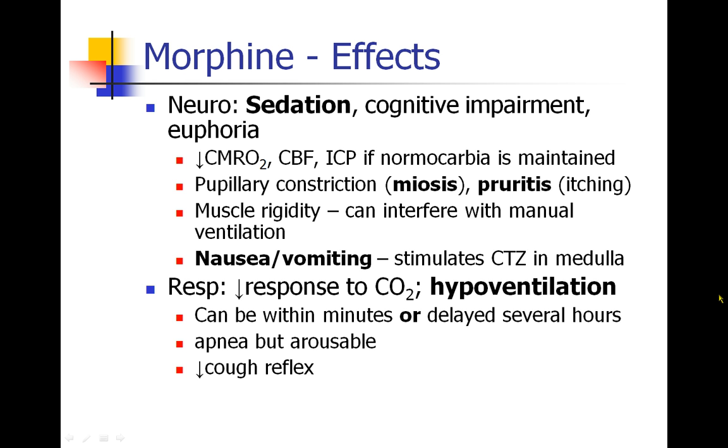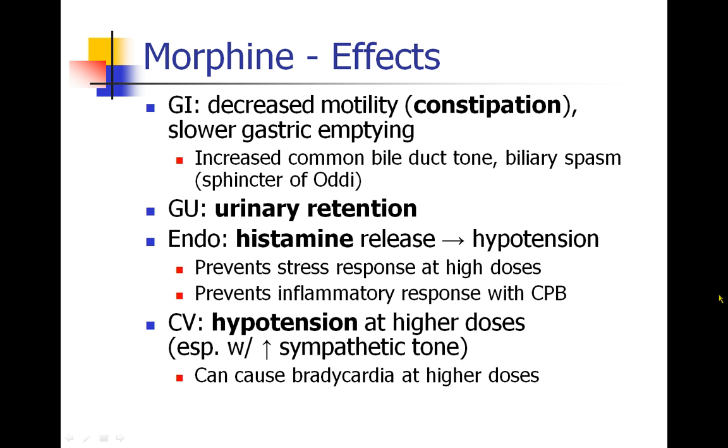Morphine decreases the cough reflex, and a lot of strong cough medications contain morphine or codeine or some other opioid medication. In the GI system, constipation is the biggest problem. The motility of the entire GI system is slowed by morphine. We also see increased tone in the common bile duct and spasm of the biliary system.